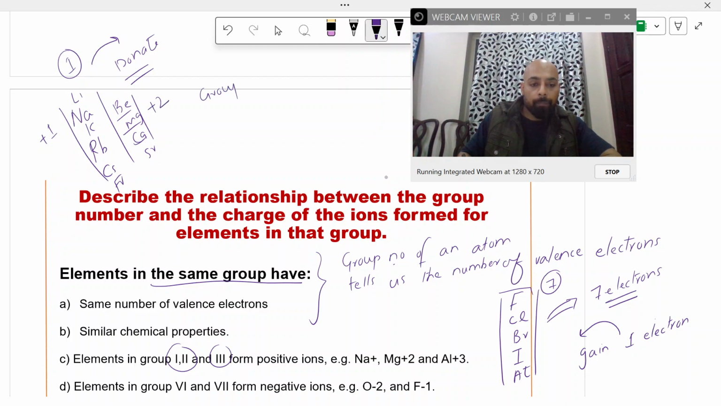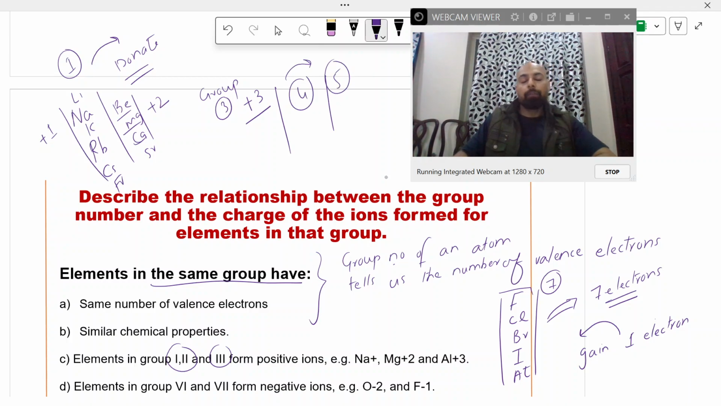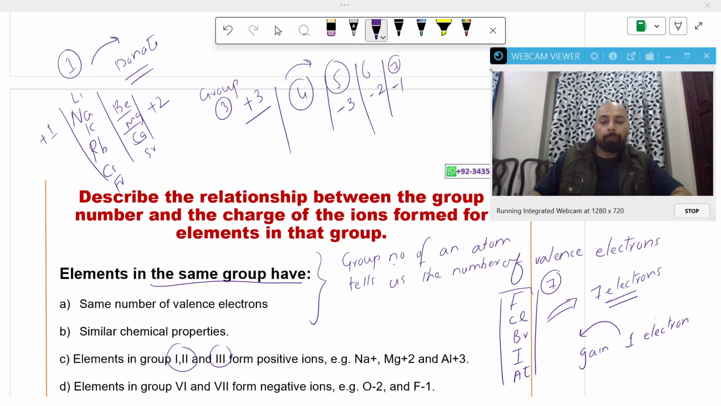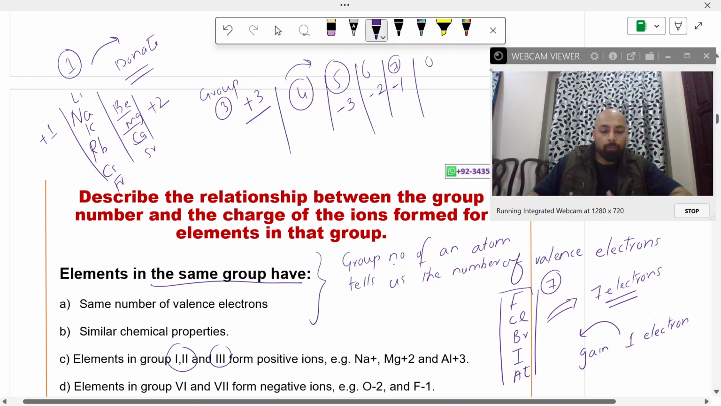Group 3, what is the charge? +3. Group 4, +4. Group 5, here we have a little change: from 5 onwards, when an atom has 5 electrons, it will gain 3 electrons, so it will have a charge of -3. Then group 6 will have a charge of -2, group 7 will have a charge of -1, and group 8 has a complete outermost shell, so no charge comes on them.